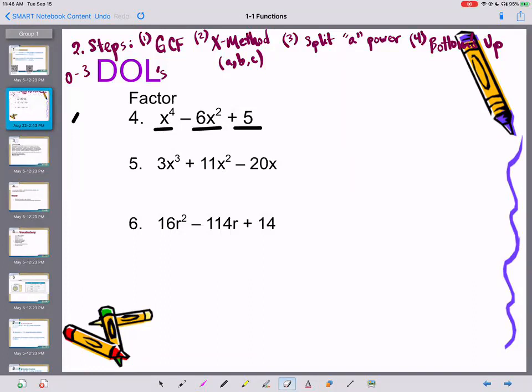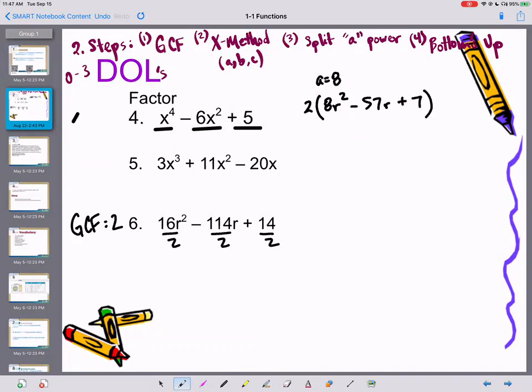All right, GCF. Do we have a GCF on number 6? No, we don't. I hear 2. I agree. The GCF is 2. So I come over here. When I divide out the 2, I'm left with 8r squared minus 57r plus 7. So my A has become an 8. My B has become a negative 57. And my C becomes a 7.